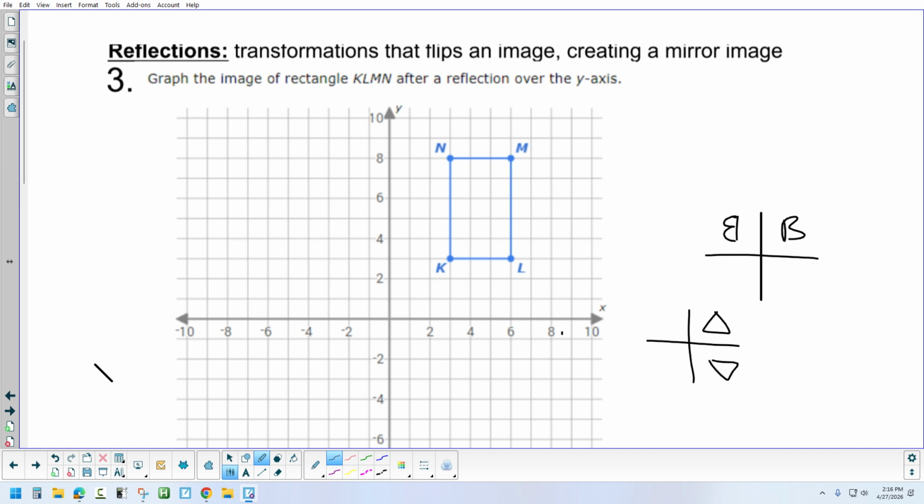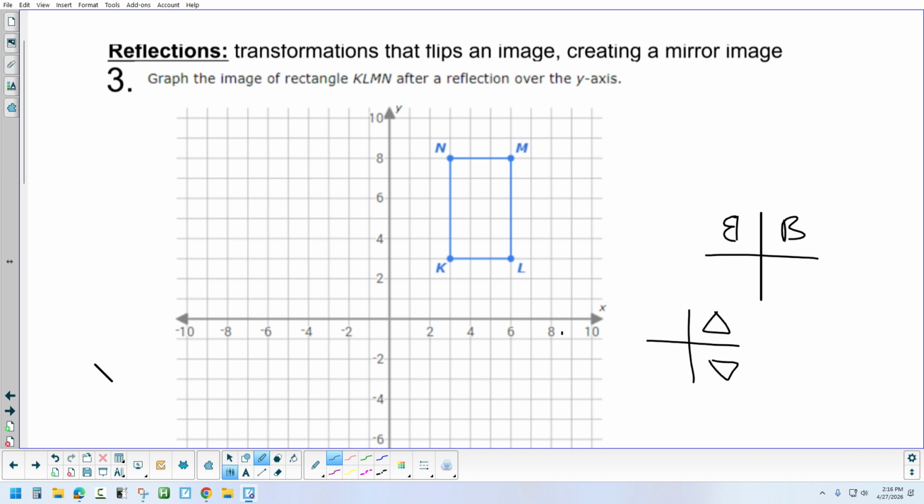It's almost like if you took this piece of paper, if this was ink and it was wet, and you folded it, that's exactly what would happen, and that's where the ink would land on the other side. Okay, that's a reflection. Now this one says to graph the image of the rectangle after we reflect it. Well, because a rectangle is symmetrical, it's not going to look like a mirror image like the letter B. It's not going to look backwards. It's still going to look like a rectangle.